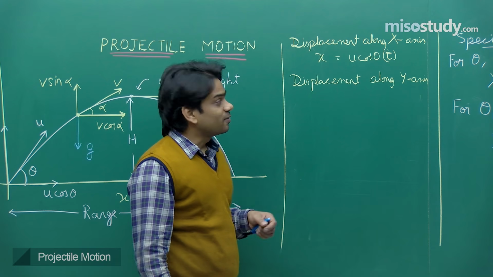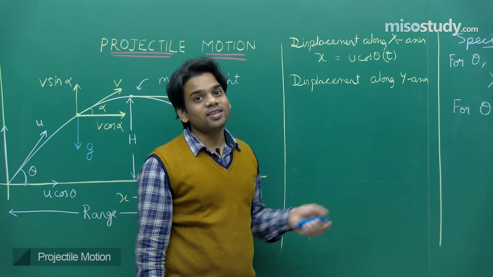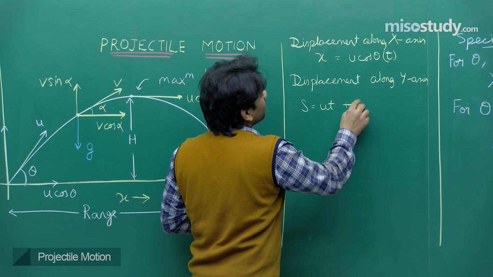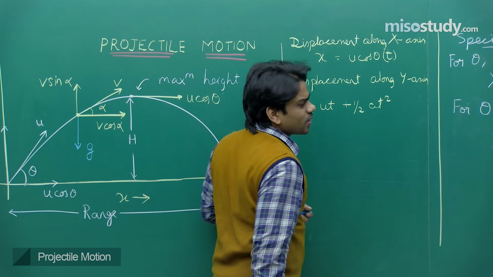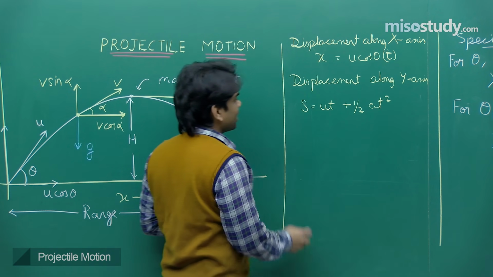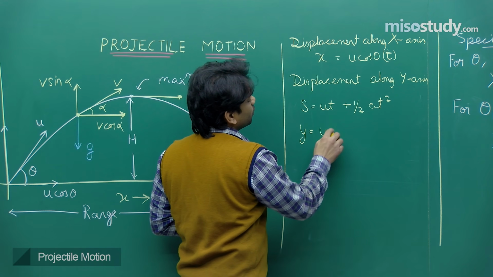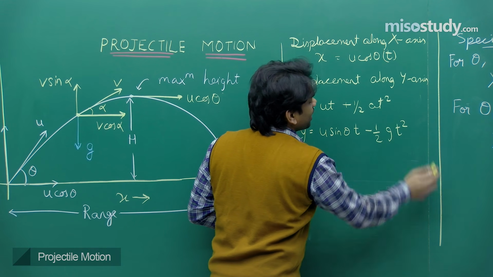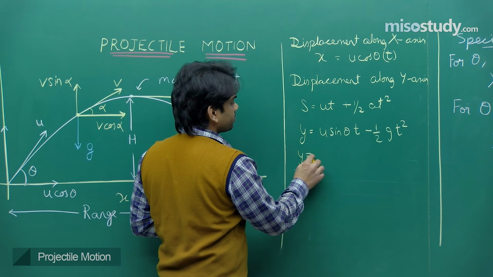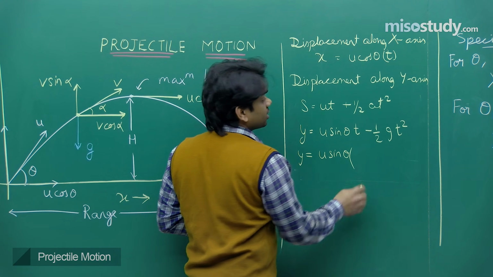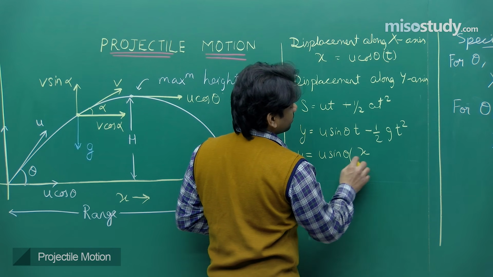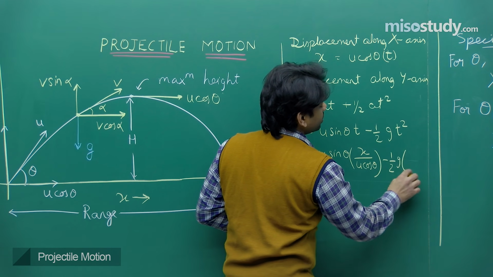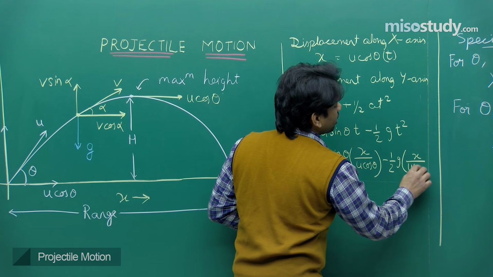Since we also have an acceleration along the y axis, we have to very wisely use the equation. Let us use s equals ut plus half at square. Displacement we are taking positive along the upward direction. So s we are using as y, u is u sin theta into t, minus half g t square, since acceleration is acting downward. y equals u sin theta, and instead of t, put t as x upon u cos theta. As I have regularly told you, eliminate t and substitute its value, minus half g x upon u cos theta whole square.